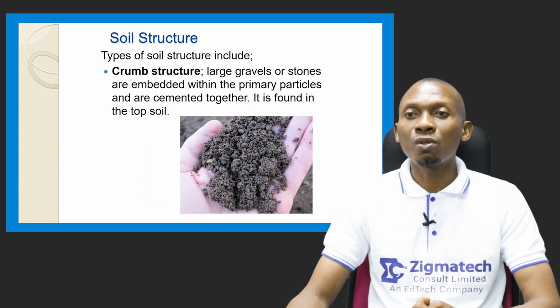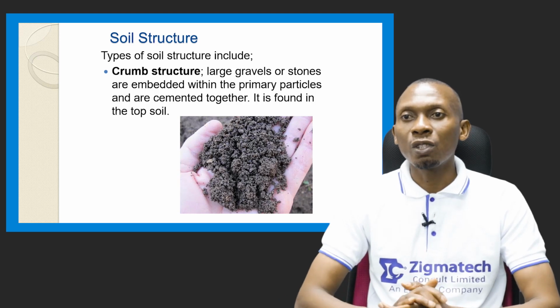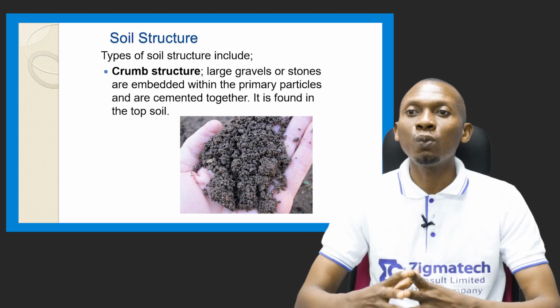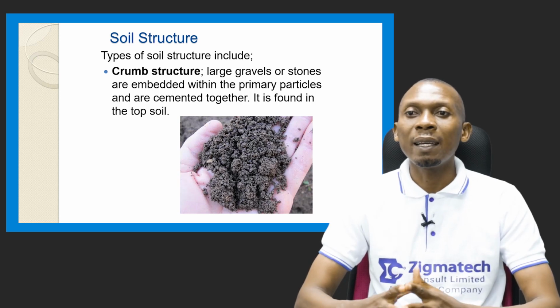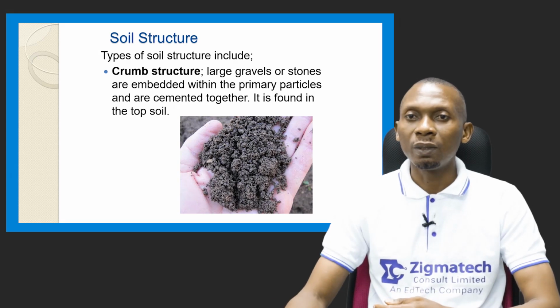We have the crumb structure. In this type of soil structure, we have large gravels or stones which are embedded or found within the primary particles, and they are cemented together. It's usually found in the topsoil.